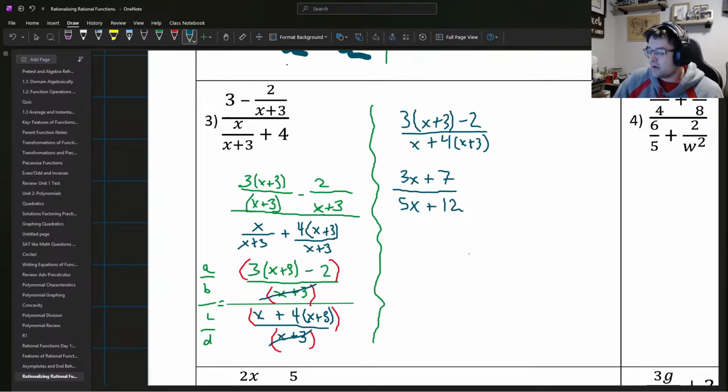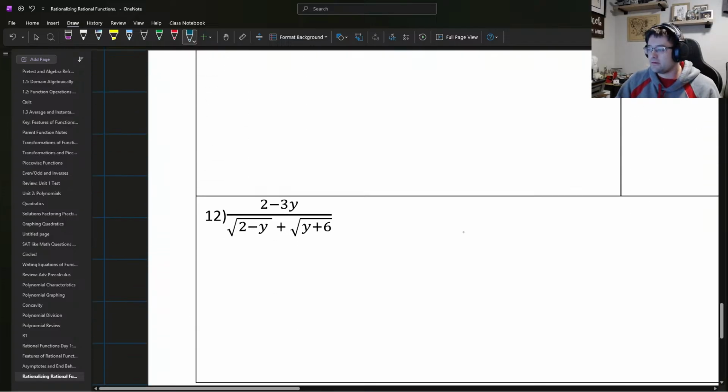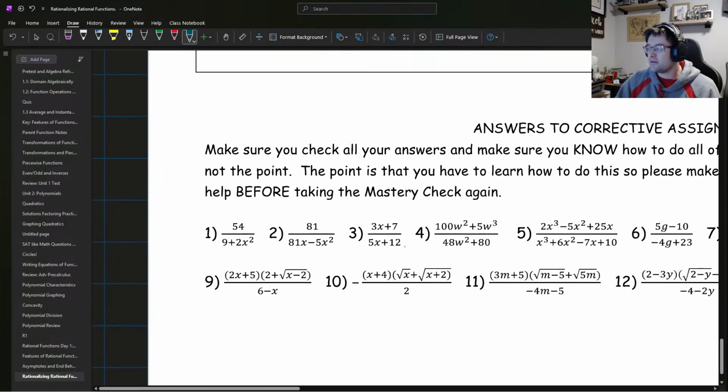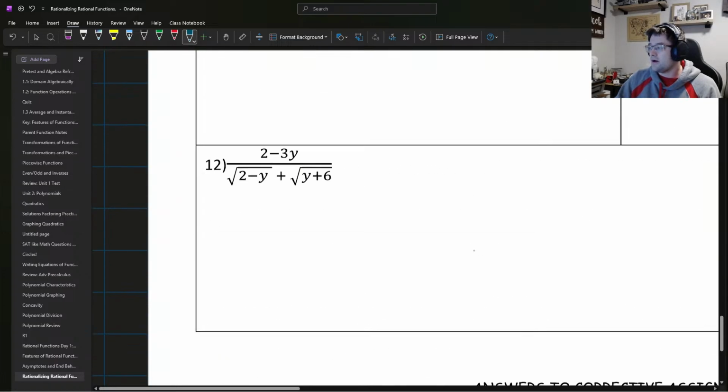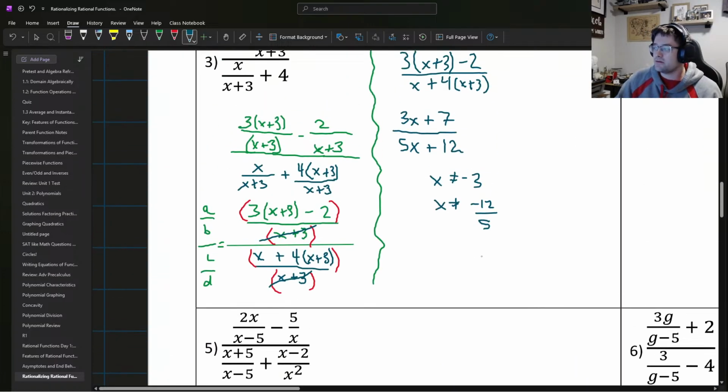Right, so there are some excluded values, which we can see from both forms. X can't be negative 3, but also x can't be negative 12 over 5. So yeah, you've got this key at the bottom too. So there was our answer. There was our first answer, which you can use to your advantage.